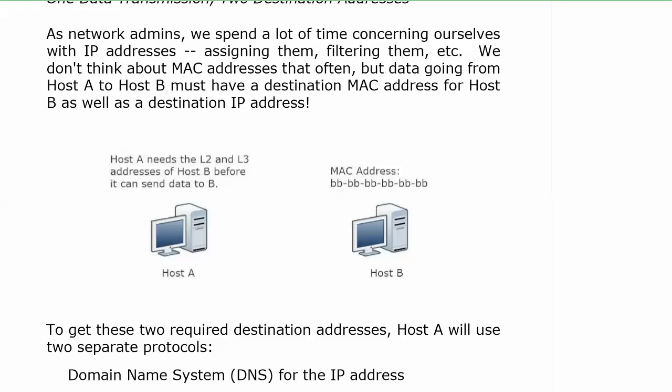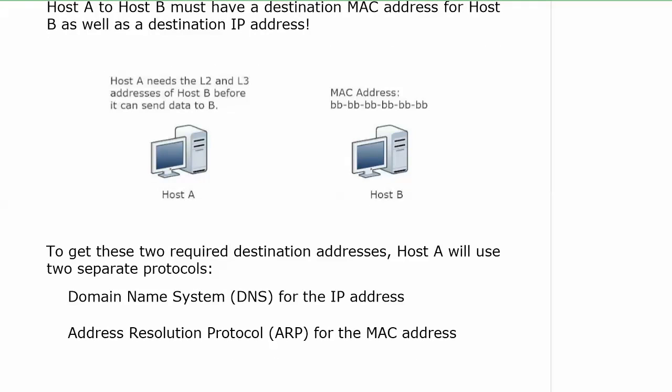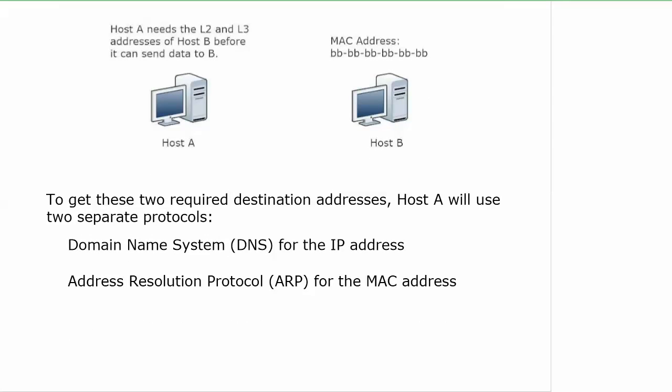But data going from host A to host B in this scenario and any other, it's got to have a destination IP address, sure, but it's also got to have a destination MAC address. So host A has got to have an L2 and an L3 address for host B before it can send data to B. Now, to get these two required destination addresses, host A is going to use these two protocols, the domain name system DNS for the IP address and the address resolution protocol ARP for the MAC address. DNS you're probably very familiar with, but ARP you might not know the details, but we're going to talk here about both.